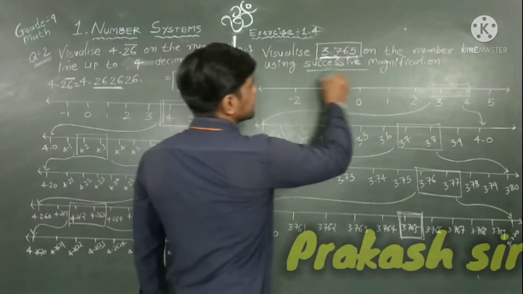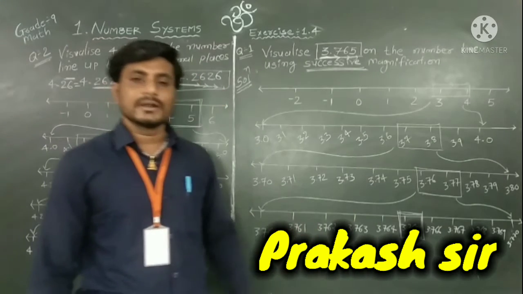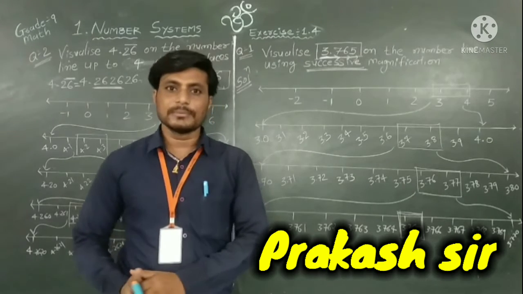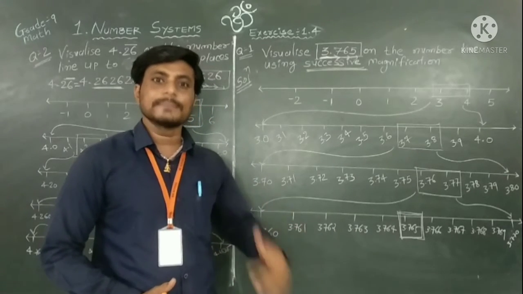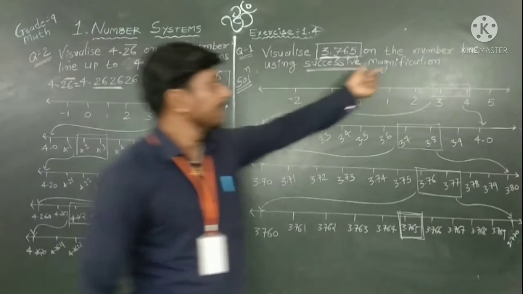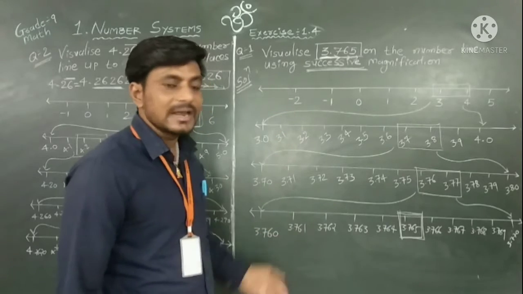What is the meaning of successive magnification? Successive means with order. Suppose 3, 4, 5 are all successive numbers, 5 after 4, 6 after 5. So one by one, that means successive magnification. Okay, for that I draw here some number lines.